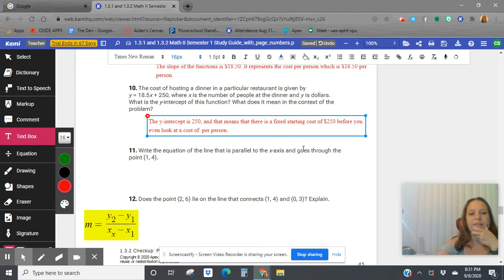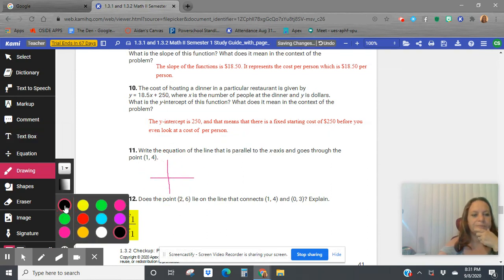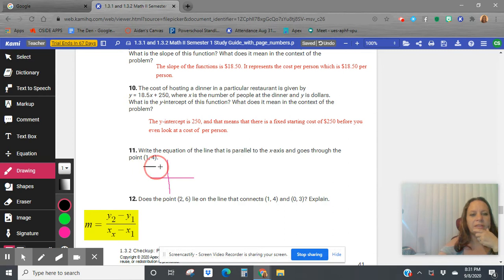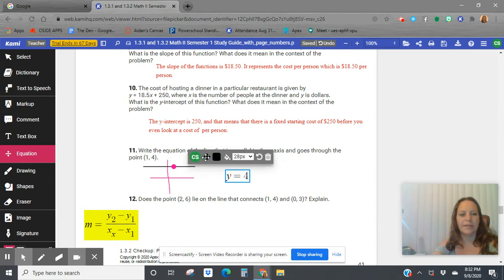Write the equation of the line that is parallel to the x-axis and goes through this point. So let's sketch this out here real quick and see what this would look like. So a line that is parallel to the x-axis and goes through the point (1, 4). So out 1 and up 4. So what would the equation of that line be? Just y always equals 4. A horizontal line is a y equals line.